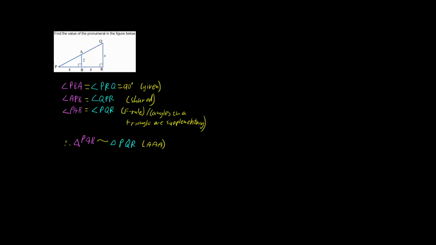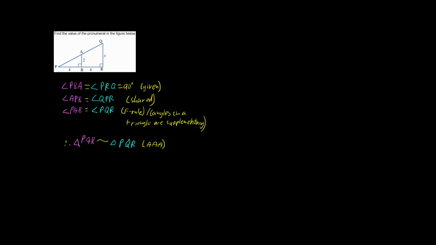So now we can use the fact that these two triangles are similar to find x, because similar triangles have the same scale factor between sides. So we can find the scale factor between this side and this side of the two triangles, and use that to find x, because it'll be the same as the scale factor between that side and that side. So that's what we're wanting to do now.